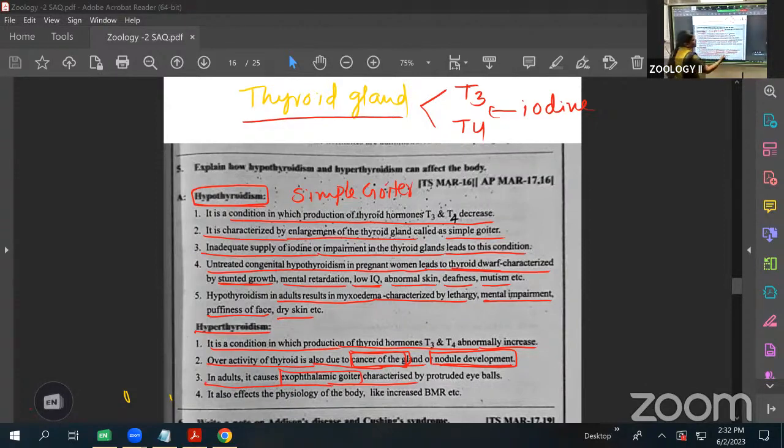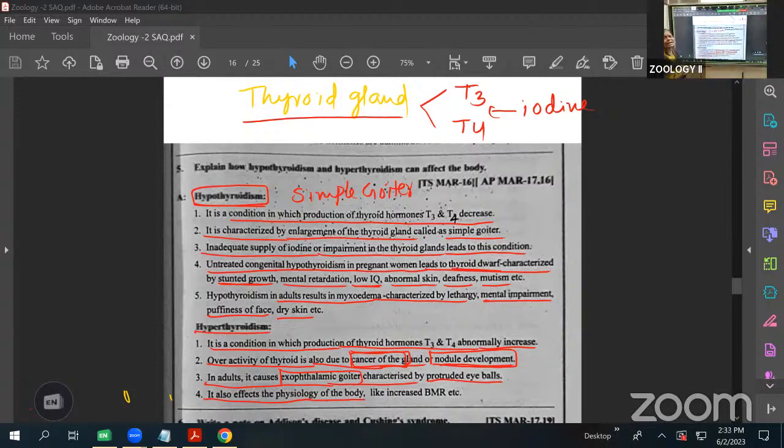It is characterized by protruded eyeballs, meaning the eyeballs move upward and look like they are coming out, projecting outward. Protruded eyeballs occur in this condition, and it also affects the physiology of the body.